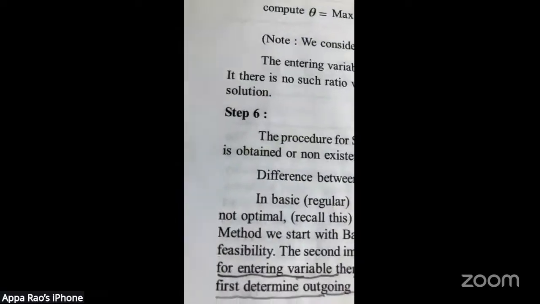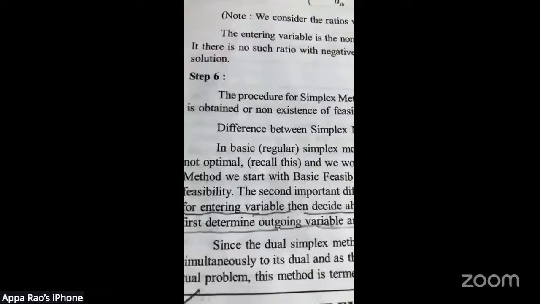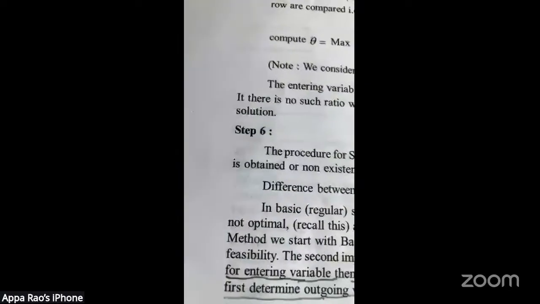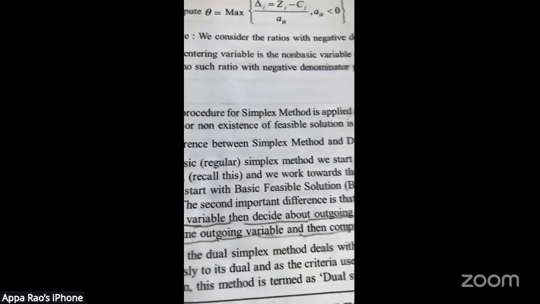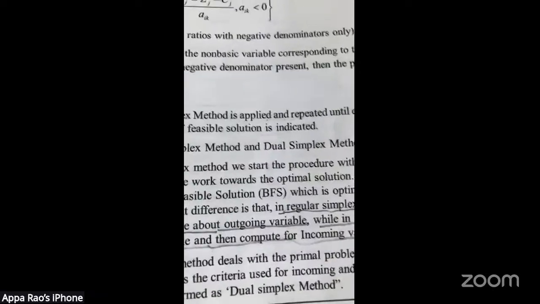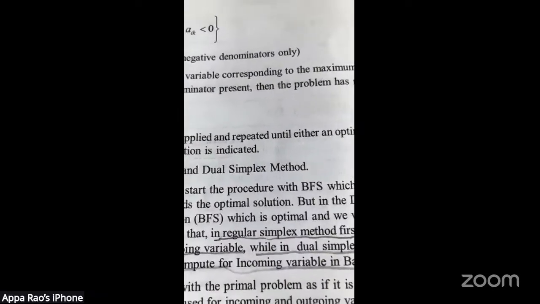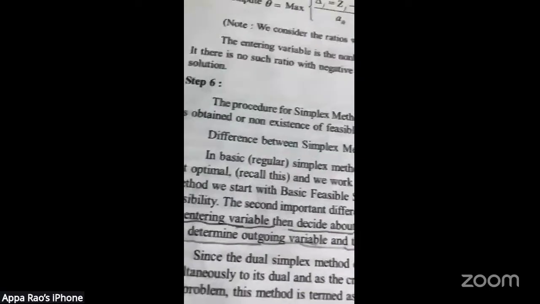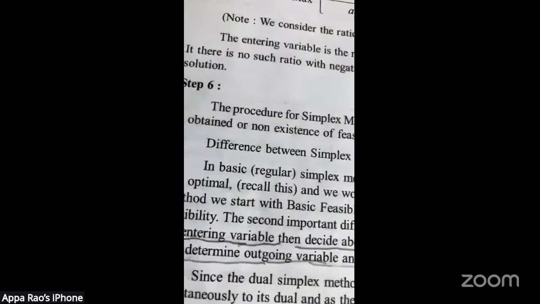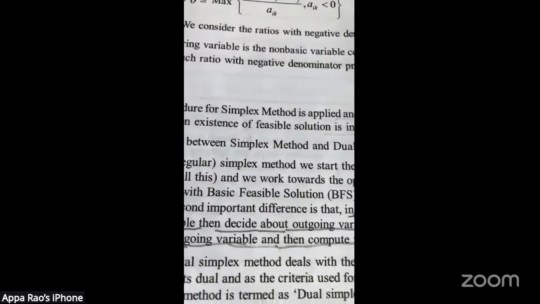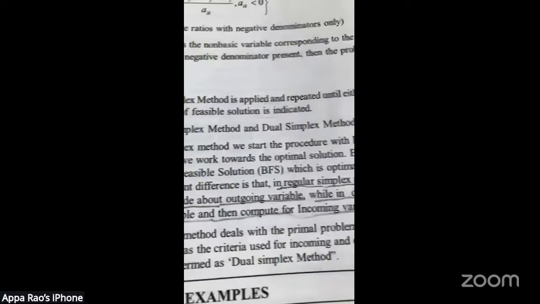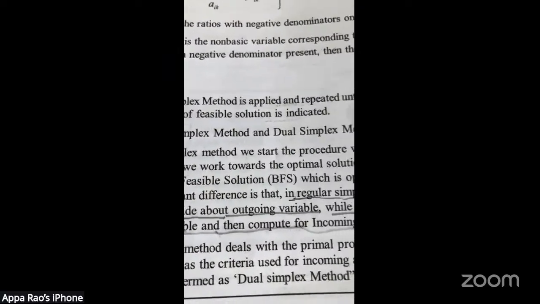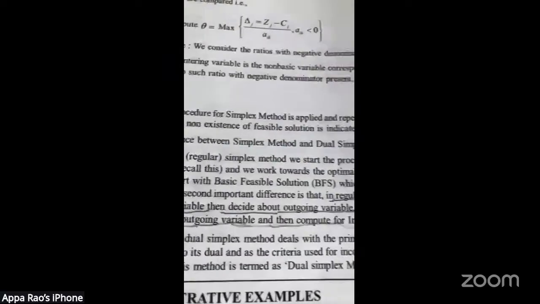So next, step 6. What is step 6? The procedure for the simplex method is applied and repeated until either an optimal solution is obtained or non-existence of feasible solution is indicated. Difference between simplex method and dual simplex method.